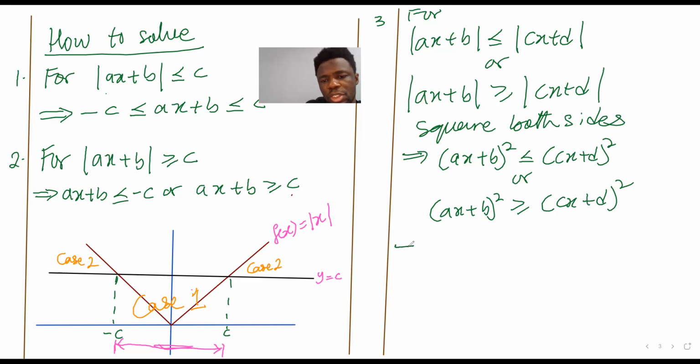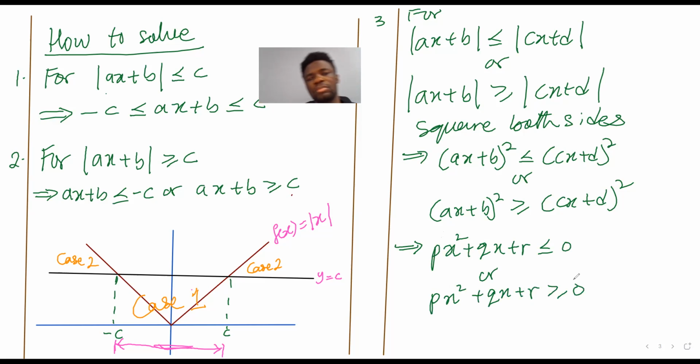So, which gives some quadratic px squared plus qx plus r less than or equal to 0, or px squared plus qx plus r greater than or equal to 0. Because it will lead to a quadratic, clearly. Okay, so this is not something difficult, which is why I put it for these 2 days, because all you have to do is interpret, and that's it.